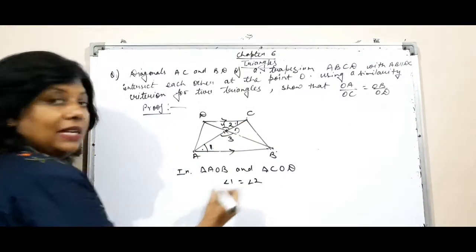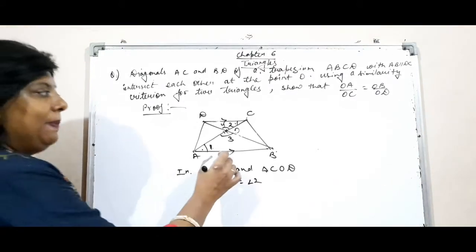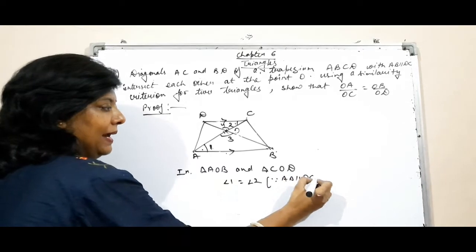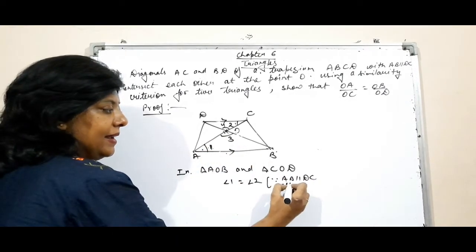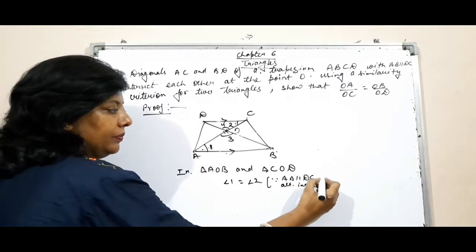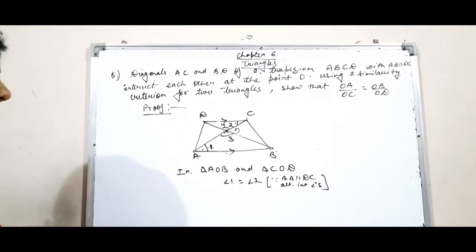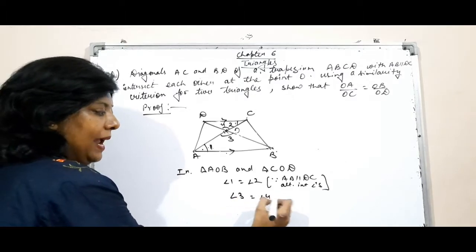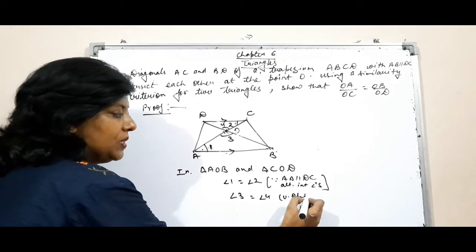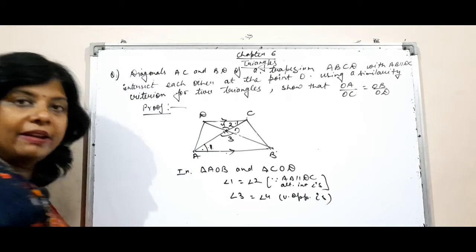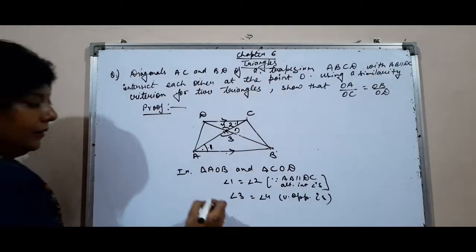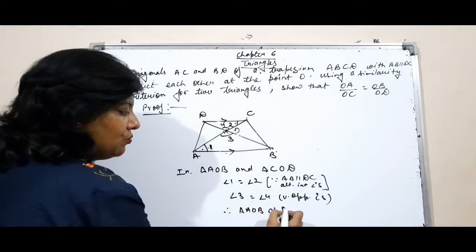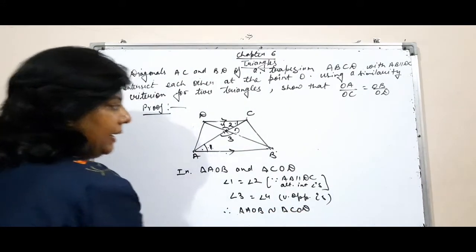Why is angle 1 equal to angle 2? Because AB is parallel to DC, and these are alternate interior angles. Angle 3 equals angle 4, vertically opposite angles. Clear? Therefore, triangle AOB is similar to triangle COD.